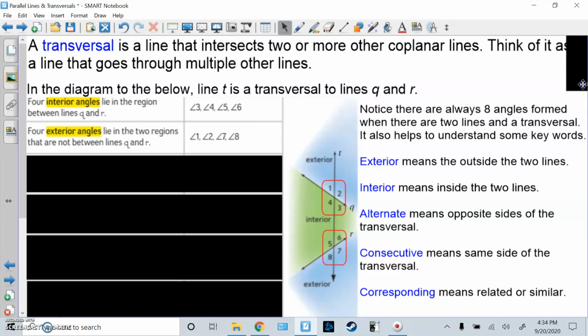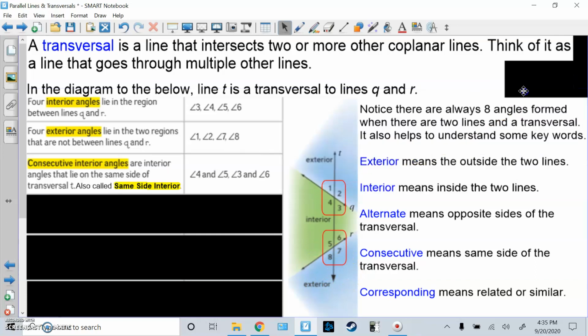Alright, so here it says there are 4 interior angles. It says angle 3, 4, 5, 6. So 3, 4, 5, and 6 are in this green area inside. That's good. There are 4 exterior angles, 1, 2, 7, 8. So 1, 2 is on the top outside, 7, 8 is on the bottom outside.